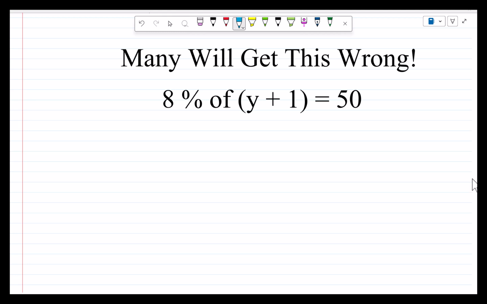So we're given 8% of y plus 1 is equal to 50. If I take you back to one of the videos that I did, whereby we're looking for what a certain percentage of a number is, we had a number in the place of y plus 1. But in this case, this is what we want to find. We want to find what y plus 1 is equal to.